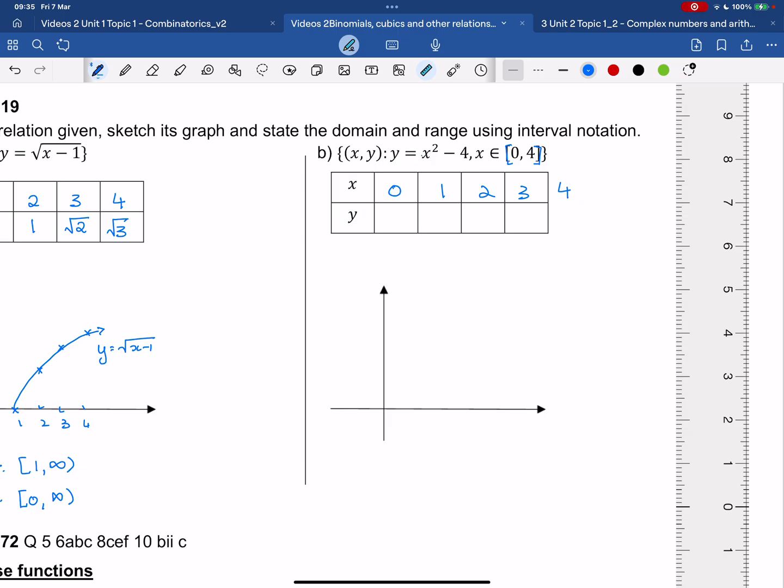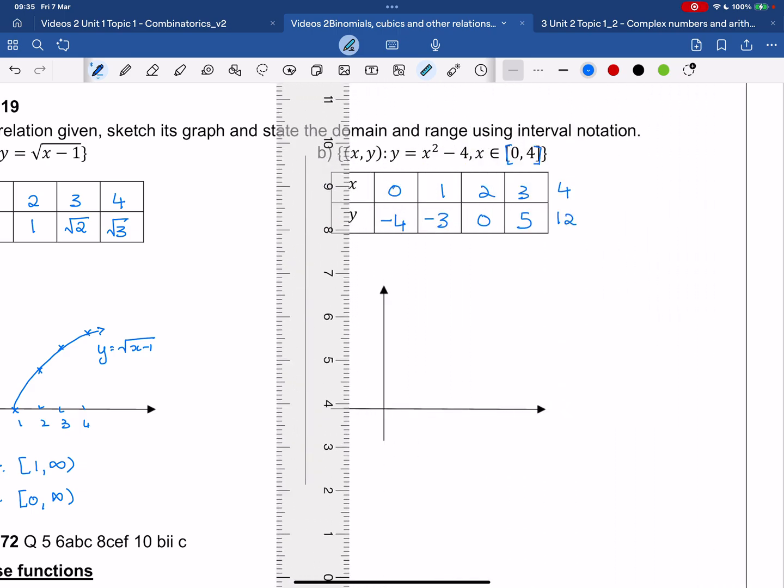Y, 0 squared is 0 minus 4 is negative 4. 1 squared is 1 take 4 is negative 3. 2 squared is 4 take 4 is 0. 3 squared is 9 take 4 is 5. And 4 squared is 16 take 4 is 12.